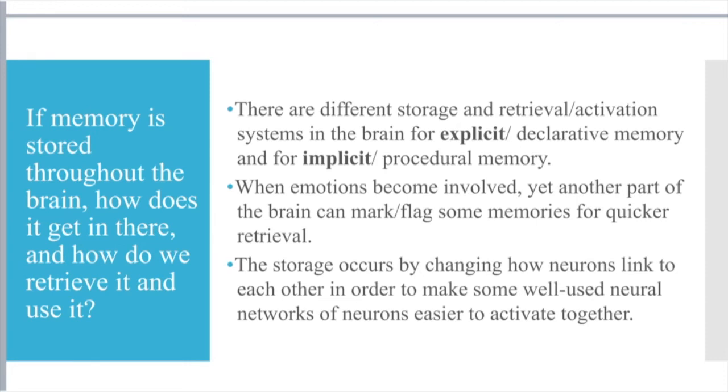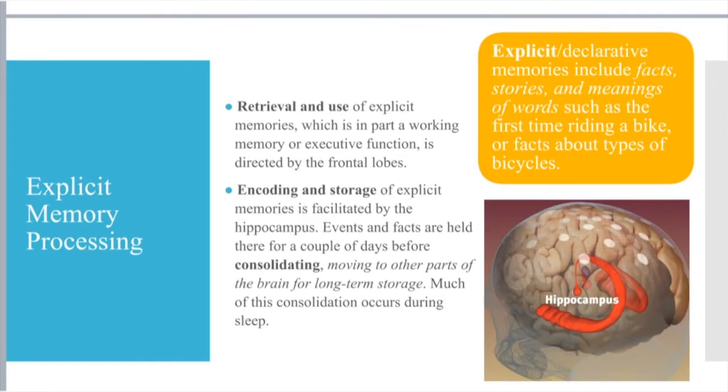We also know that emotions become involved, yet another part of the brain can mark or flag some memories for quicker retrieval. And then the last piece here is that storage occurs by changing how neurons link to each other in order to make some well-used neural networks of neurons easier to activate together. Okay, so there's a couple of different working theories. We know that the brain works differently for different types of memories, but we don't exactly understand why or how that is. So with that, this is what we know.